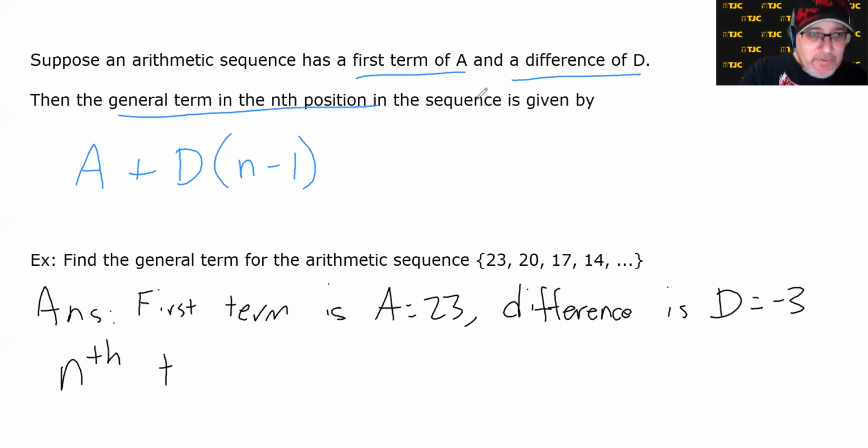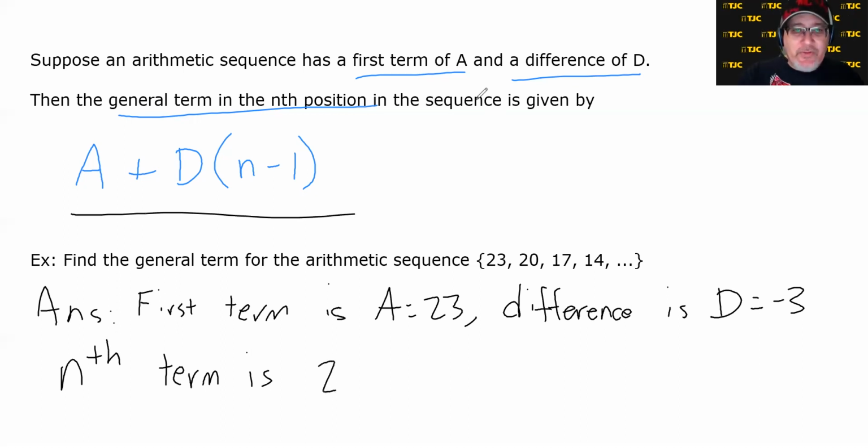The nth term is, let's look at our formula up here. It's the first term, so 23, plus the difference, which is -3, times n minus 1. All right, now I am going to ask you to distribute the difference across the parentheses and combine like terms. Now be very careful when the difference is negative.